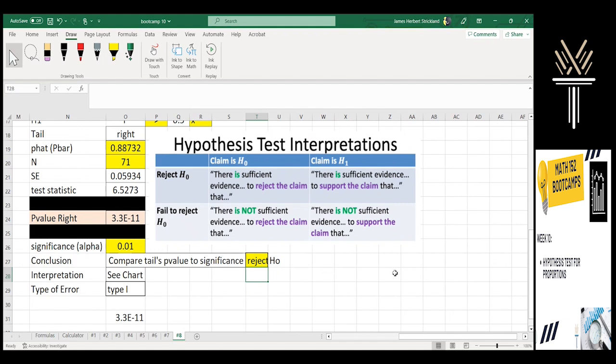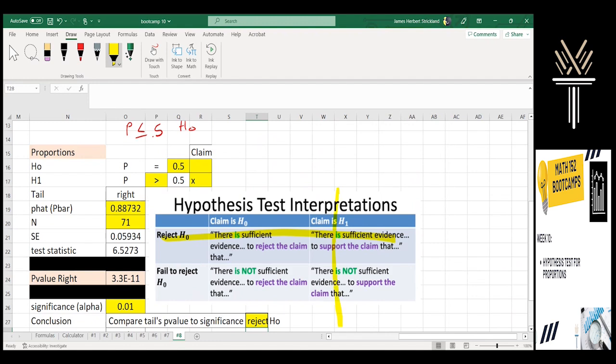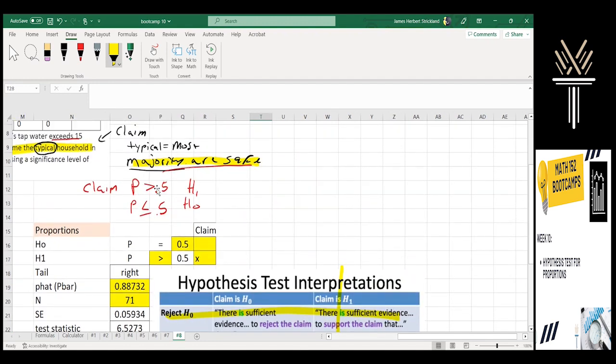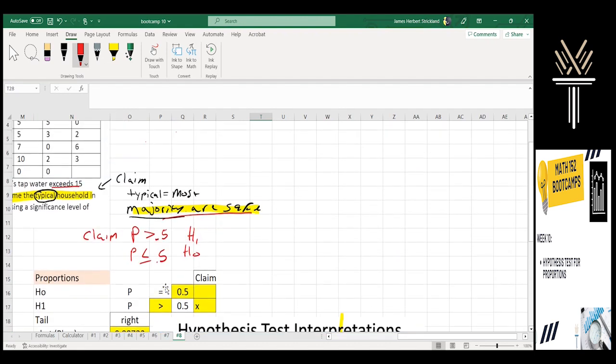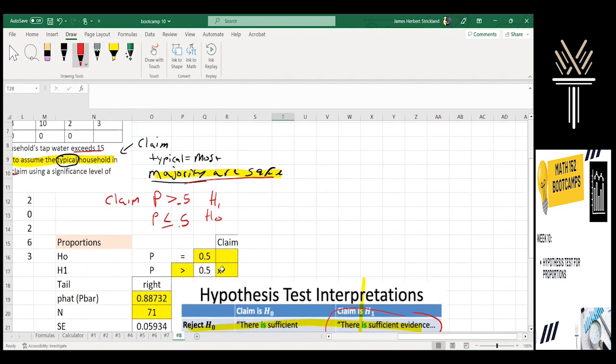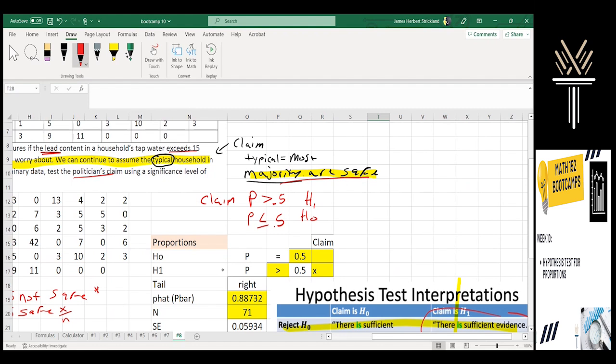And so putting it together, we would say we rejected the null hypothesis. The claim was the alternative statement, right? Our claim was the alternative statement. So we say there is sufficient evidence at the 0.01 significance level to support the politician's claim that the typical house is safe, that the vast majority of homes are safe. In fact, we found that 88% of the homes are safe.